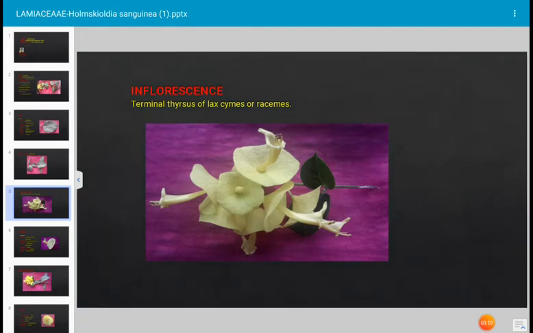Inflorescence in Holmskioldia sanguinea, family Lamiaceae. It is a terminal thyrsus of cymes or racemes type of inflorescence. What is thyrsus? Thyrsus means it is a dense panicle. It is a dense panicle type of inflorescence, that is called thyrsus. What is a panicle then? A much branched inflorescence. The branches of panicle are often racemes or cymes. Such inflorescence is described as terminal thyrsus of cymes.